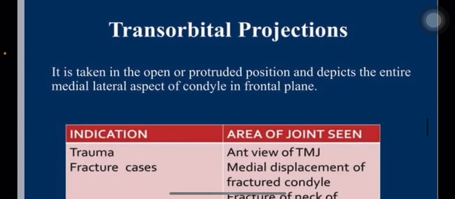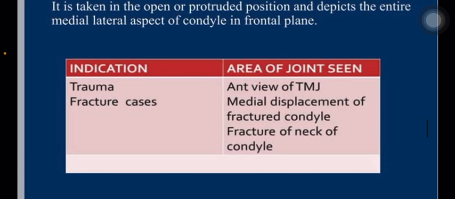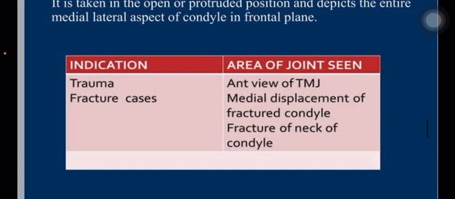Then the transorbital projection. It is taken in open or protruded position and depicts the entire medial lateral aspect of the condyle in the frontal plane. Indications are trauma and fracture cases. The areas of interest are the anterior view of TMJ, medial displacement of a fractured condyle and fracture of the neck of the condyle.